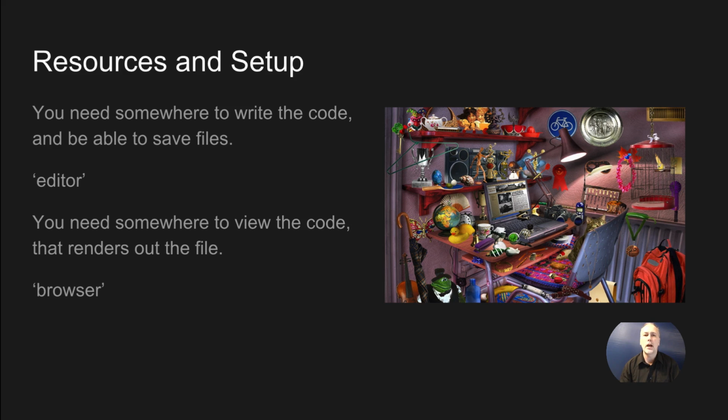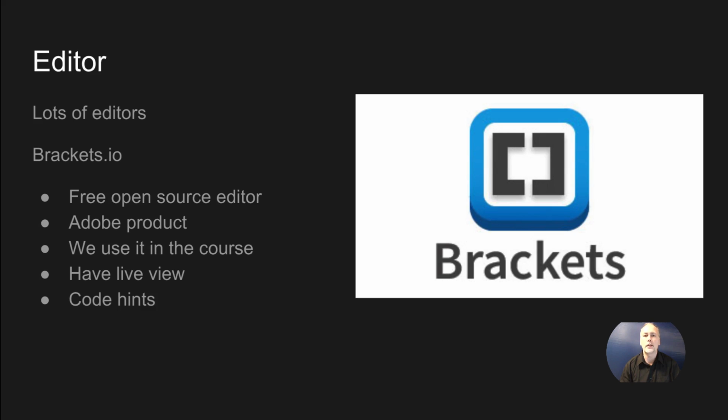We also need a few resources in order to write our code. So one of them is we need an editor, and the other thing is we need a browser. And more than likely, you already have these available on your computer right now. So the editor that we're going to be using within the course is called Brackets. It's available at Brackets.io. The nice thing about it is it's free, it's open source, it's an Adobe product, and we're going to be using it within the course.